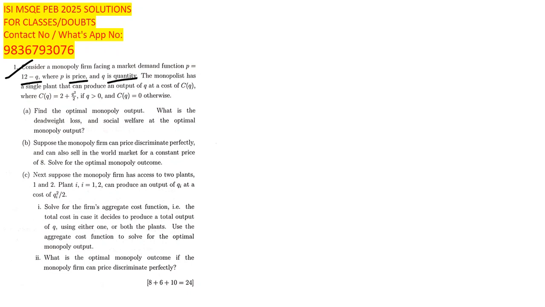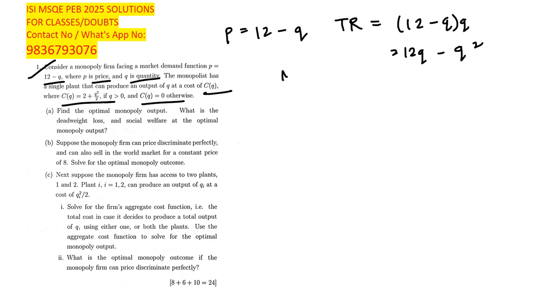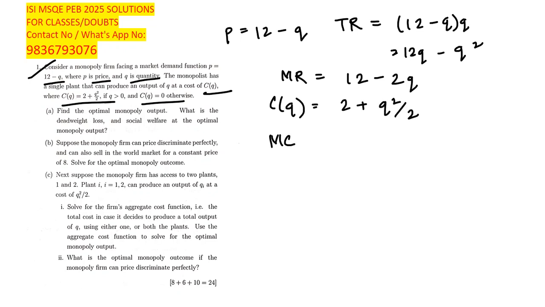Now the monopolist has a single plant which can produce an output of Q at a cost given by the cost function C(Q). So first we have to find out, from here we know that P is equal to 12 minus Q, and TR will be what then? P multiplied by Q, that is (12 minus Q) multiplied by Q, that is 12Q minus Q square. And what will be my marginal revenue? That will be d(TR)/dQ, that is 12 minus 2Q. Now the given cost C(Q) is 2 plus Q square by 2. So what is my marginal cost? dC/dQ, so that is Q.